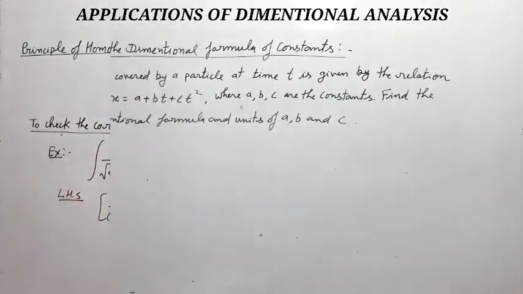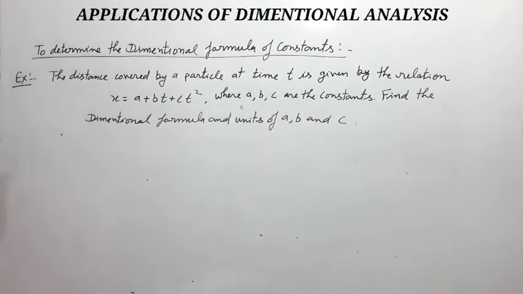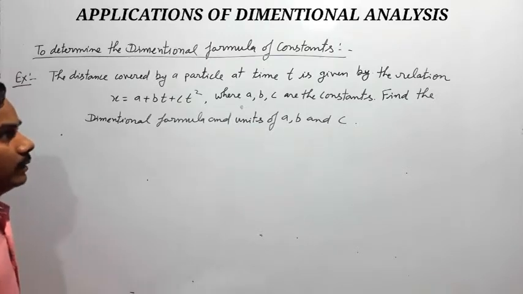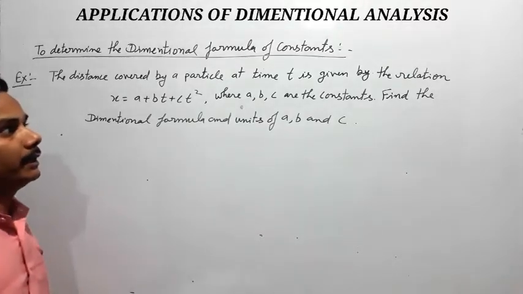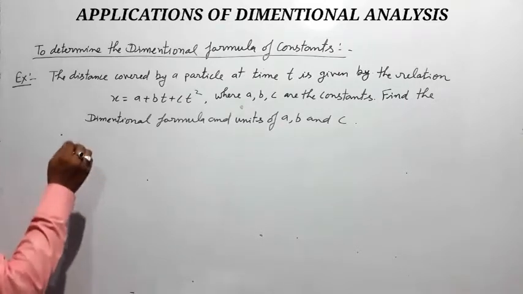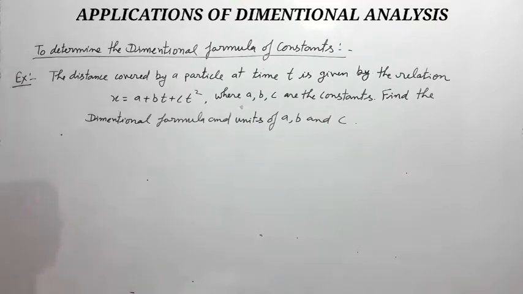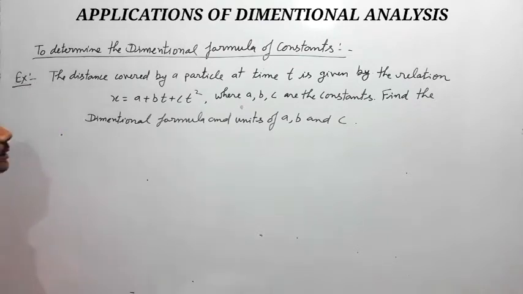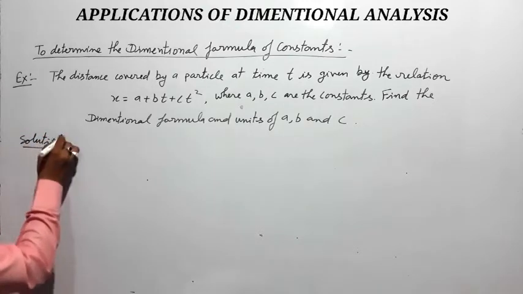Okay. Now we are going to discuss the next application of dimensional analysis, that is to determine the dimensional formula of constants. We will explain this application with an example. The distance covered by a particle at any time t is given by the relation x = a + bt + ct², where a, b, c are constants, and we have to calculate the dimensional formula and units of the constants a, b and c. So we will solve this question.